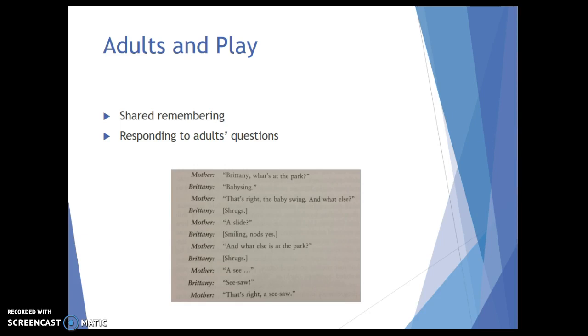All right, another way adults can participate in kids' play is something called shared remembering. So this is a script of a shared remembering scenario between Mother and Brittany. Let's say Brittany is 2.5. Mother says, "Brittany, what's at the park?" Brittany says, "It's a baby thing." Or she says, "Baby swing." "That's right, the baby swing. And what else?" Brittany shrugs. "A slide." Brittany smiles and nods. "What else is at the park?" Brittany shrugs. Mother says, "A sea." Brittany says, "A seesaw." "That's right, a seesaw." So Mom is kind of helping Brittany remember what was going on at the park when they were there.